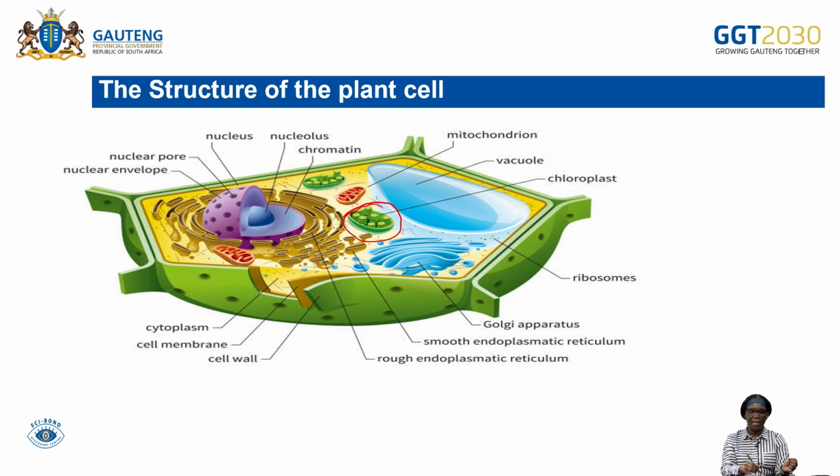The organelle is known as the chloroplast. As you can see, it is green in color. This is the organelle that contains a green pigment known as chlorophyll. Any question on the structure of the plant cell, learners? Any question? In the absence of none, let us carry on.